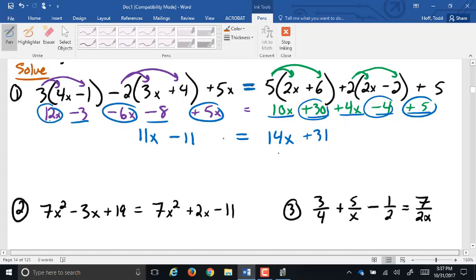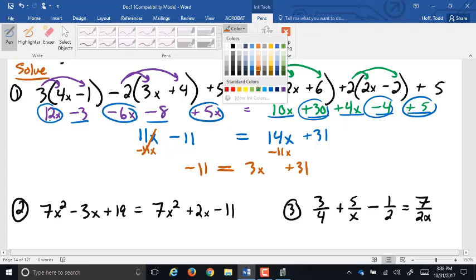We've got an x on each side, so we should get rid of one. Which one are we going to get rid of? The 11x. We'll subtract 11x. So on this side, we have negative 11. Over here, 14x minus 11 is 3x. We have the plus 31.